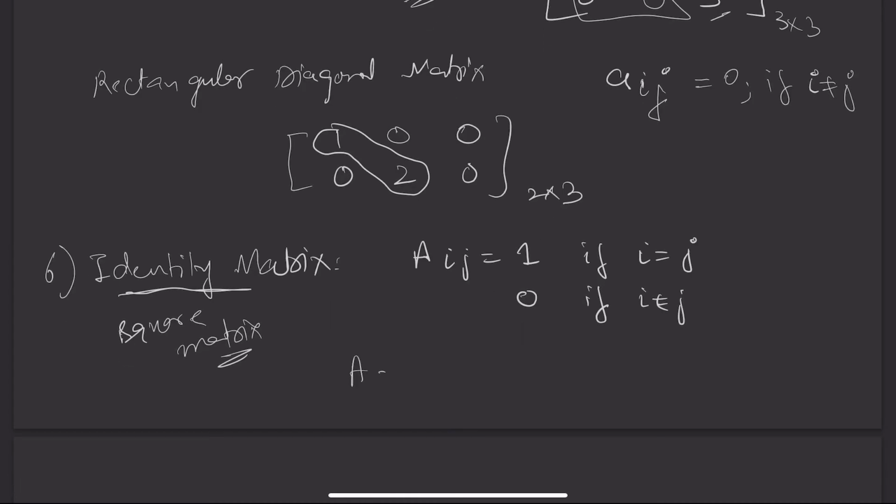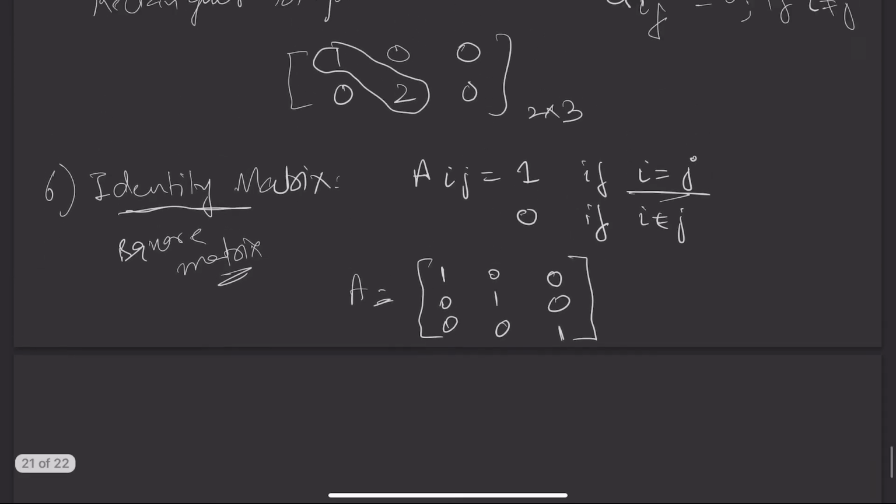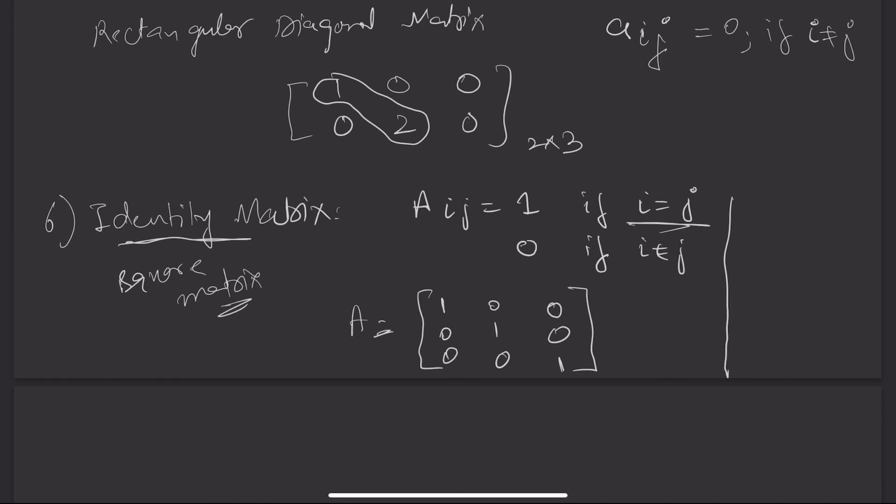So let's take an example. A is identity if all the diagonal elements are 1, where i and j are equal, as you've seen here. Here i is 1, j is 1, here i is 2, j is 2, and so on. And other elements are 0, where i and j are not equal. So now, the property of an identity matrix is that if we multiply an identity matrix with any other matrix, we will get the other matrix as it is.